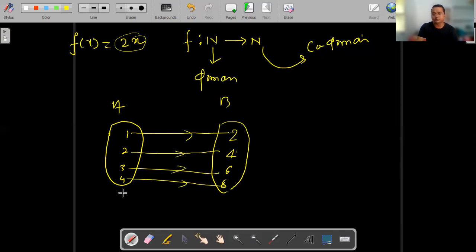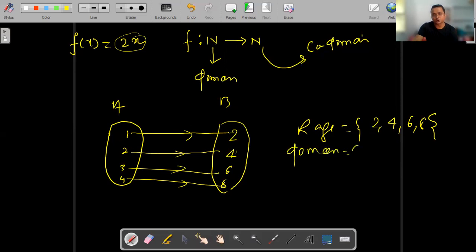Okay. So now you tell me, what is the range here? First we'll discuss range. The range, you can see, is 2, 4, 6, 8. What is the domain here? The domain is the natural numbers, meaning 1, 2, 3, 4. These numbers are given in the natural numbers. Then you tell me what the codomain is.